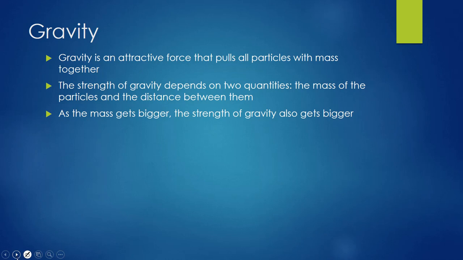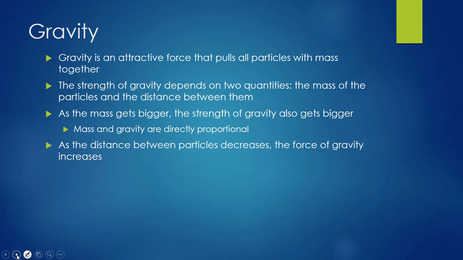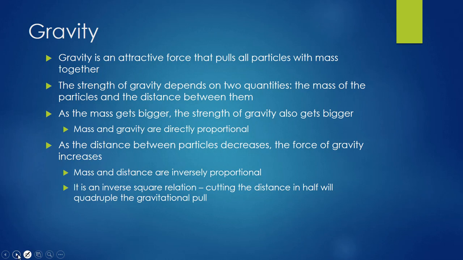So even though we're 98 million miles from the sun, the Earth's mass combined with the sun's mass means there's a pretty strong force of attraction between those two bodies. And if we were even closer together, there would be an even stronger attraction, because the distance between particles also matters. So increasing mass increases the strength of gravity, which means that's a direct relationship. But decreasing distance increases the strength of gravity, and that means that's an inverse relationship. But it's actually an inverse square relationship.